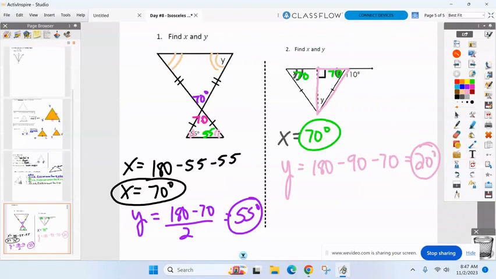All right, that was it for today. Now you're going to go into your textbook and crunch some more numbers with isosceles triangles. Finish it. I want it finished before the end of the period, so there's no issues tomorrow.